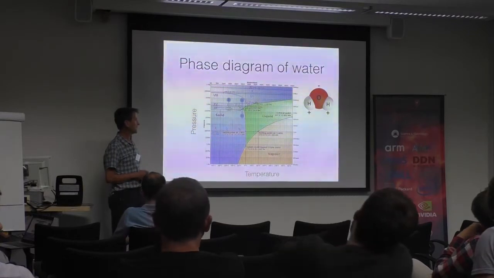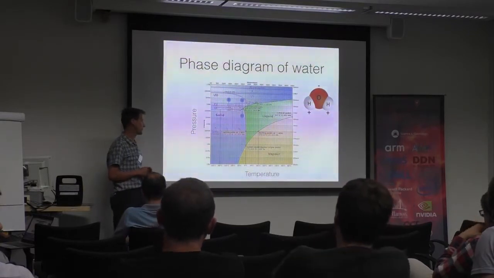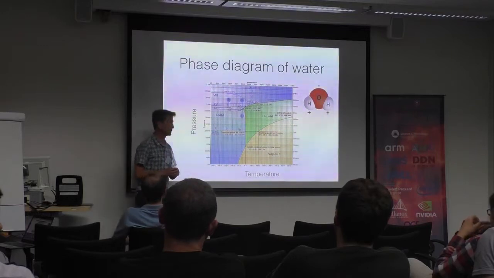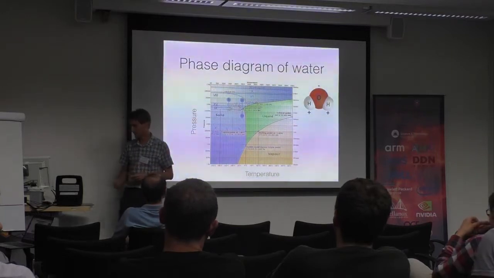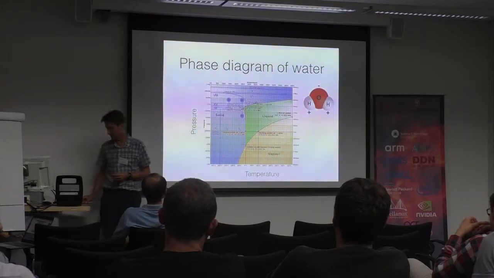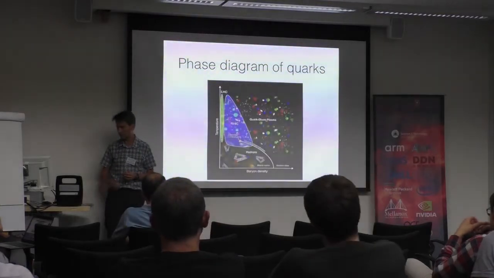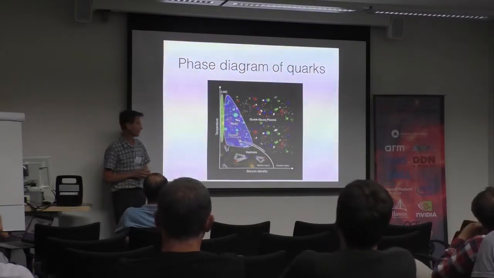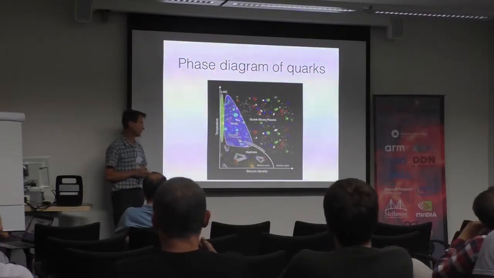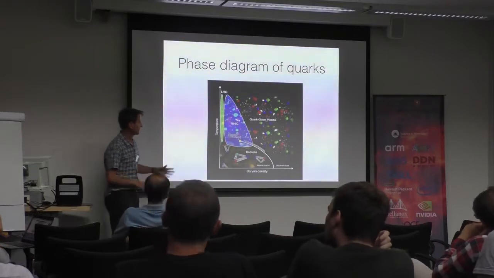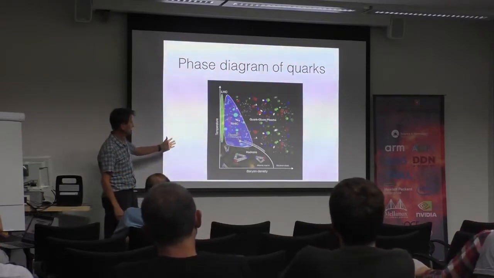So our idea is to try and map out the same kind of thing, but not for water, not for H2O, but for quarks. And it turns out, as has been discussed by many, many people, that the phase diagram of quarks, or of the strong interaction, QCD, is incredibly interesting as well, but it's far less known than the phase diagram of water. So here is a kind of sketch of the phase diagram of quarks.